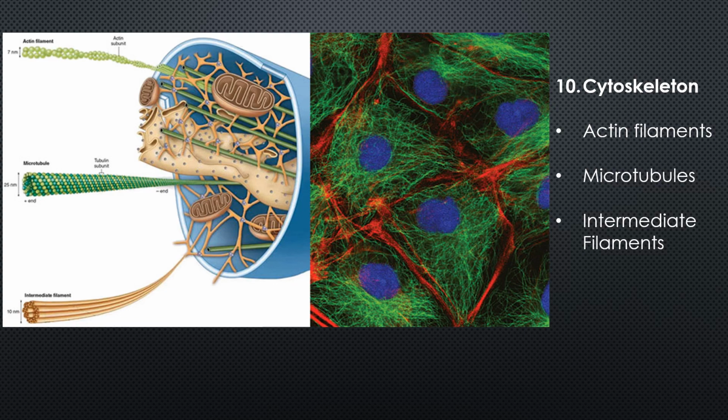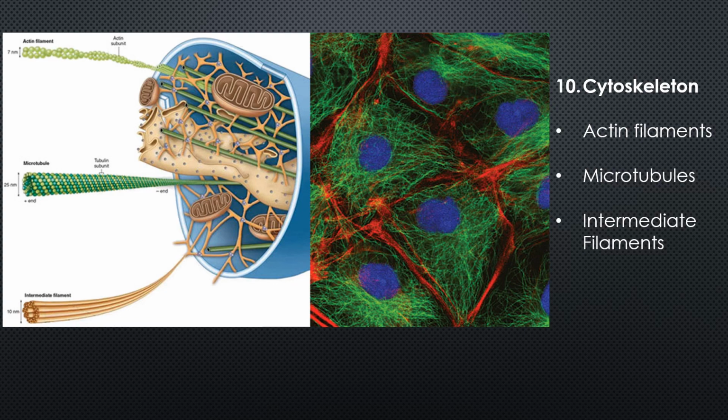The cytoskeleton is important for all eukaryotic cells. Just like we have a skeleton that helps to support our body, so does the cell on an individual level. And there are three major components to the cytoskeleton. Those are the actin filaments, the microtubules, and the intermediate filaments.